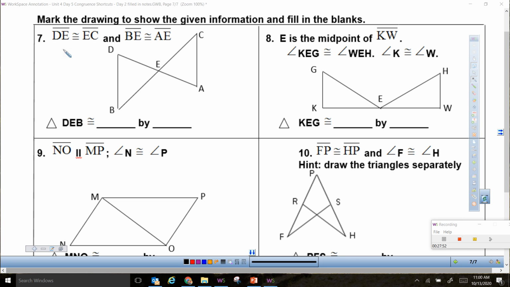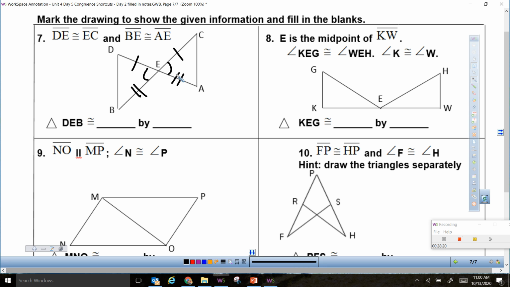So side DE is congruent to EC. So DE gets 1 tick mark, EC gets 1 tick mark. And then we have side BE gets 2 tick marks, side AE gets 2 tick marks. And I need to add 1 other pair that's congruent. What else is congruent on those triangles? Vertical angles are congruent. So mark your vertical angles as congruent.